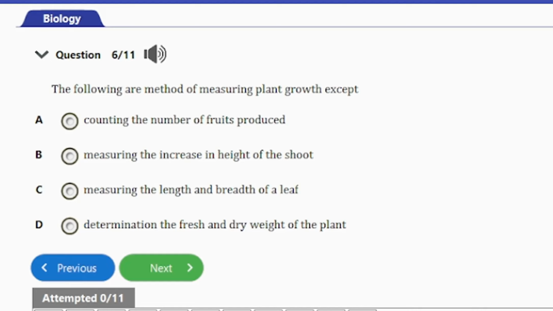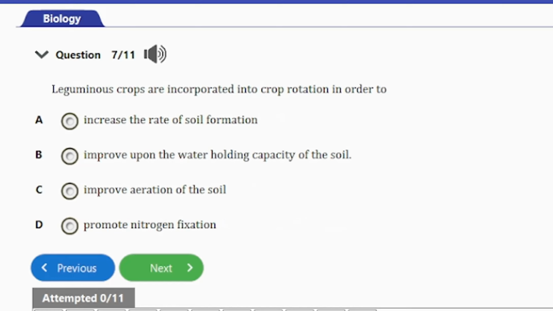So guys, the answer to this question is option A, and that's counting the number of fruits produced. Plant growth is measured by parameters such as the increase in the plant's height, fresh and dry weight of the plant, and the length and breadth of the leaves. But guys, counting the number of fruits produced is not actually a direct method of measuring plant growth, although it can provide a little information about the plant's reproductive success, but it does not directly measure the plant's growth or development. So that's it for that question. So let's consider the next question.